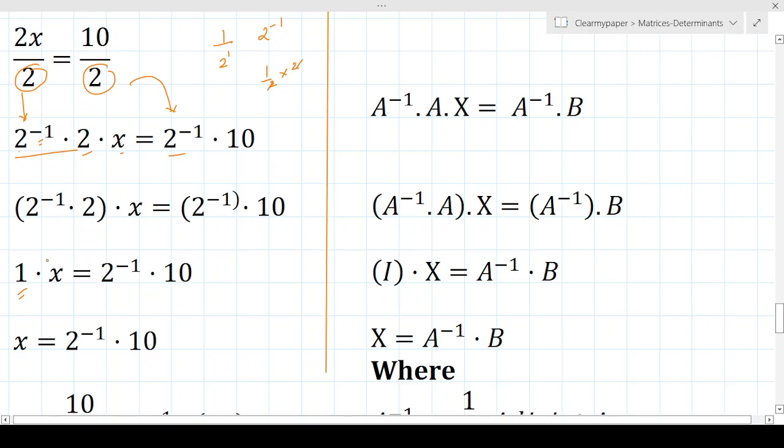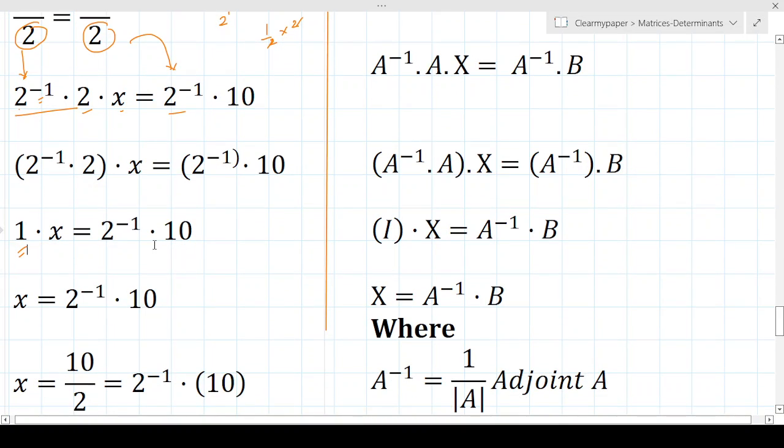So I know this, right? But I'm just intentionally bringing it so that it makes sense when I draw a parallel in the matrix world. So 2 to the power minus 1 and 2 are reciprocals of each other. The answer is going to be 1. And I have this x, which I'm still going to find. And over here, I'm saying 2 to the power negative 1 into 10.